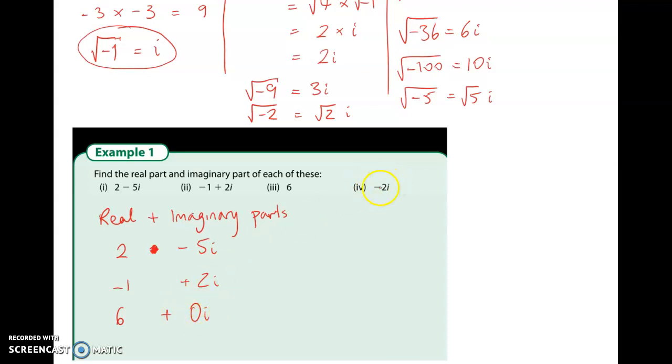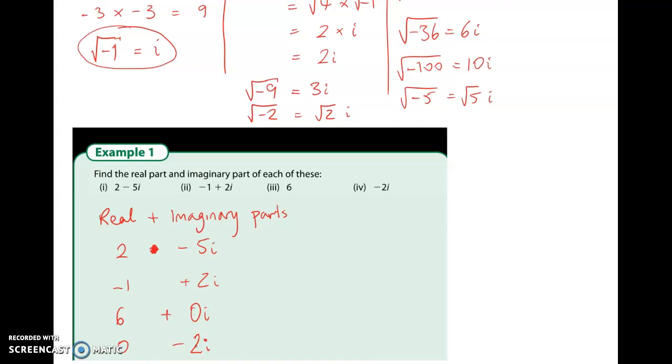And lastly, this fourth example, minus 2i. Okay, minus 2i. Is there a real part to it? Is there just a number sitting there? There isn't. Okay, there just seems to be an imaginary part only. Is there a real part? No. Well, we could say the real part is 0, okay, and the imaginary part is minus 2i.